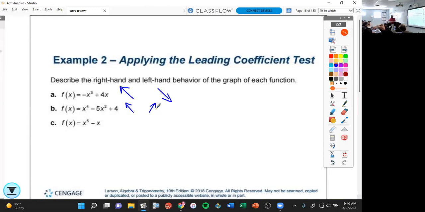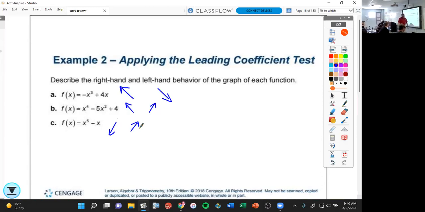Even or odd? Odd, which means the ends go their own way. In this case, down up.